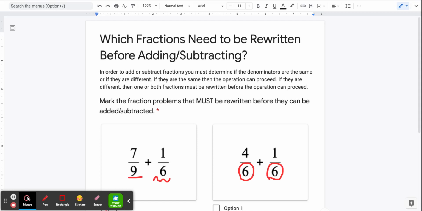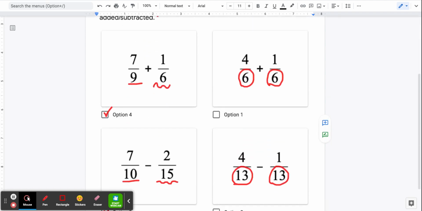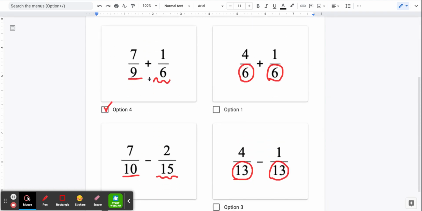In lesson 1, we reviewed how to identify if a fraction problem needed the fractions to be rewritten before adding or subtracting. We established that if you identify the denominators of both of the fractions and notice that they are different, then this fraction problem will have to be rewritten before it can be added or subtracted.